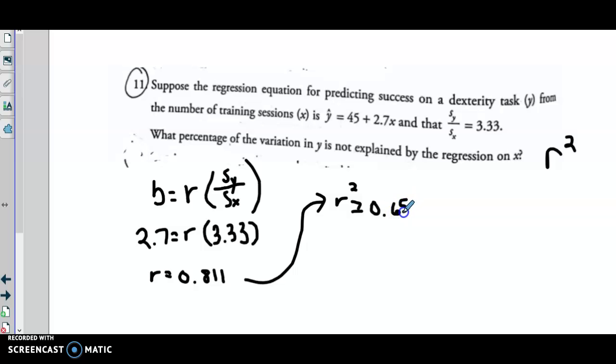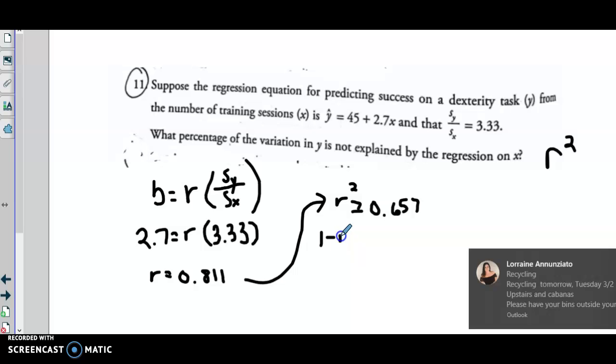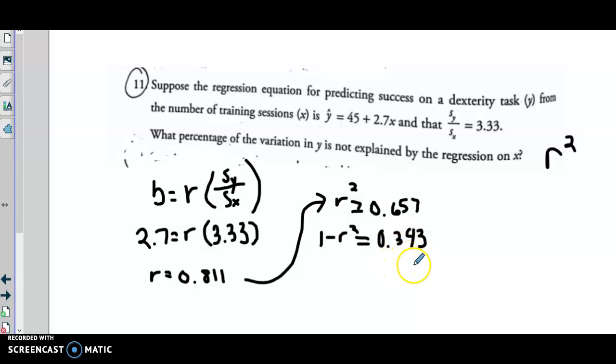Now this would be the percentage that is explained by the regression. So this would be the percentage of variation in Y that's explained by the regression on X, by the model. And I want not. Well, guess what? Just 1 minus r squared is going to give you what it asked for. So if I do 1 minus 0.657, I got 0.343. So I would say 34.3% of variation in Y is not explained by the regression on X.